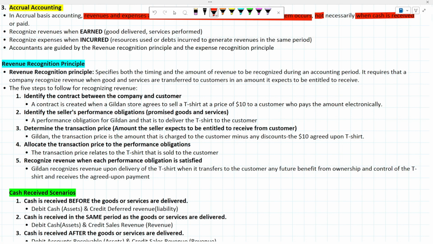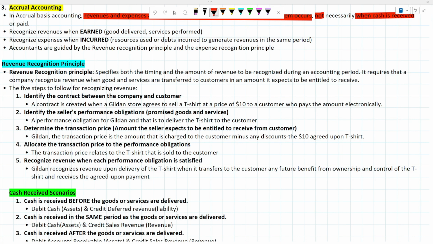3, determine the transaction price, so the amount the seller expects to be entitled to receive from customers. For Gildan, the transaction price is the amount that is charged to the customer minus any discounts, such as the $10 agreed upon for the t-shirt. 4, allocate the transaction price to the performance obligation. So the transaction price relates to the t-shirt that is sold to the customer in Gildan's example.